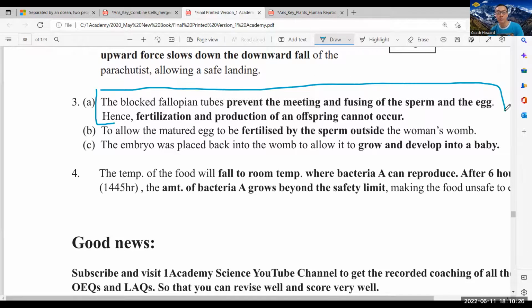The blocked fallopian tube prevents the meeting and fusing of the sperm and the egg. Hence, fertilization and production of the offspring cannot occur. Offspring means the baby. So that's the answer for this question.